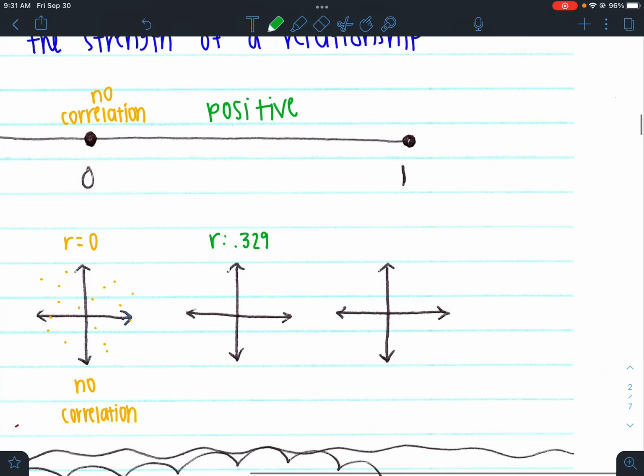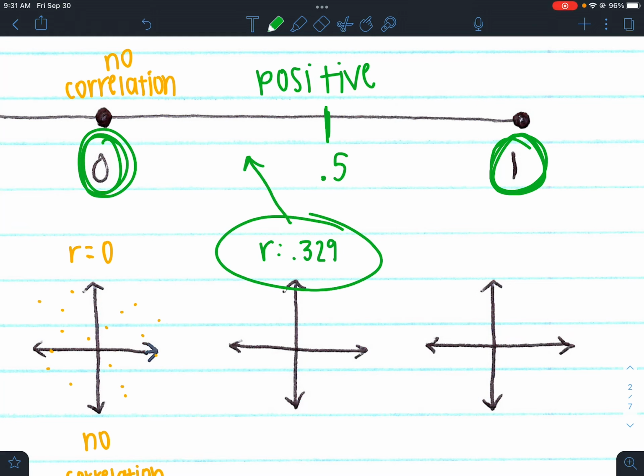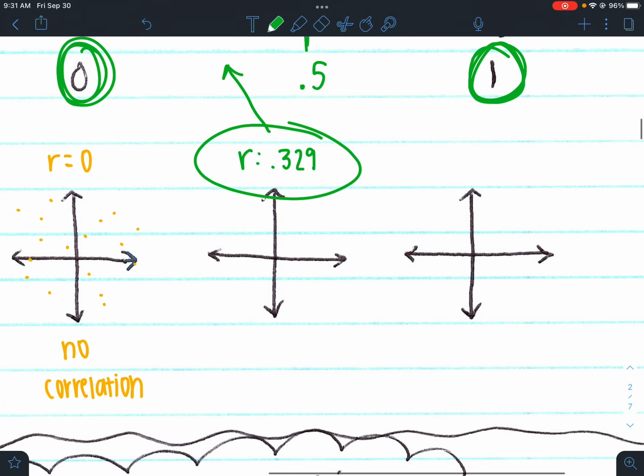Now, if I have an R value of 0.329, I have to think about whether that would be a stronger positive or a weaker positive, or if there's really no correlation happening. Well, if this is 0 and this is +1 and halfway in between is 0.5, where does 0.329 land? Well, it lands right over here between 0 and 0.5. Because it is closer to 0 than it is to 1, this is something we consider a weak positive. Yes, it's a positive correlation, but it's fairly weak.